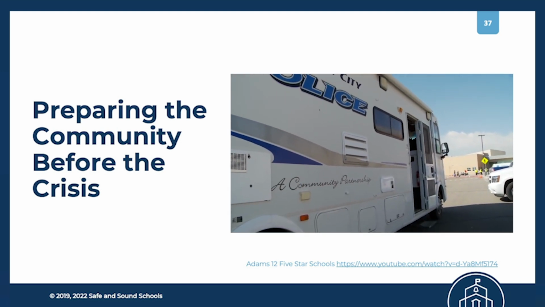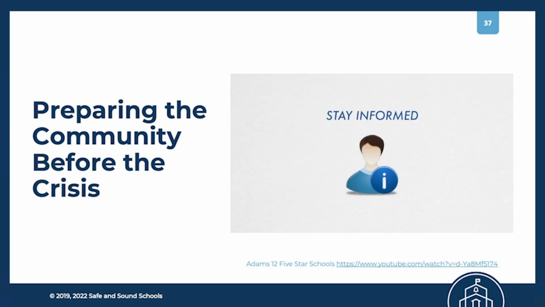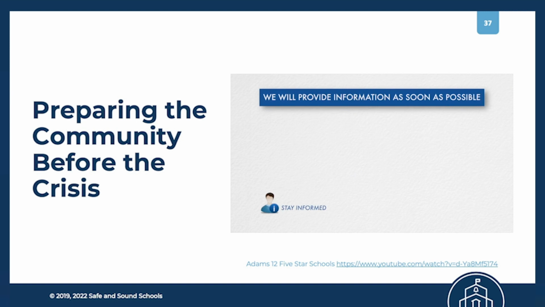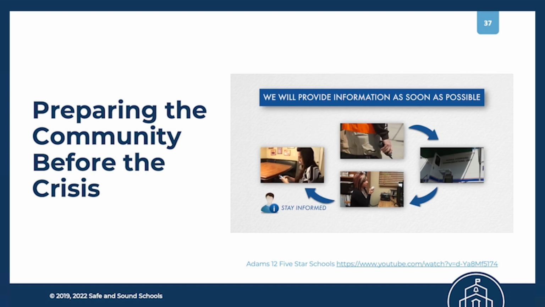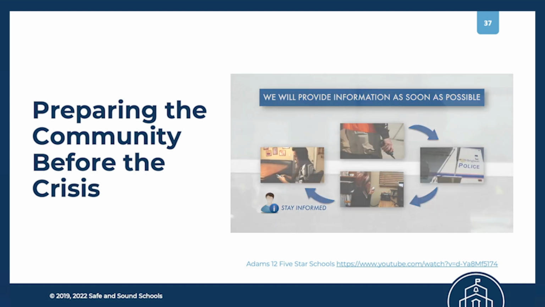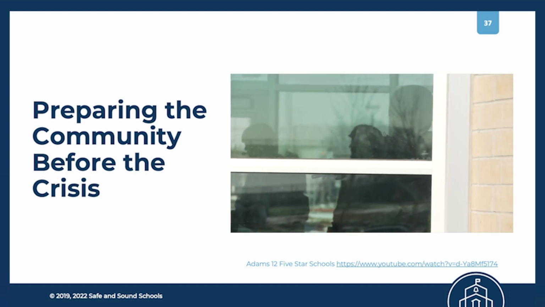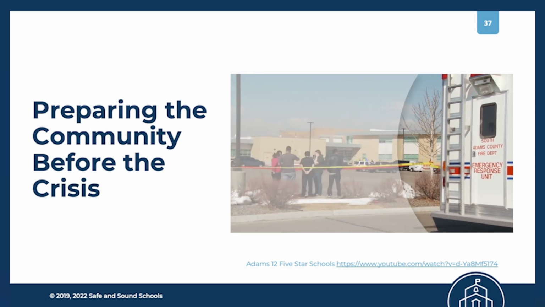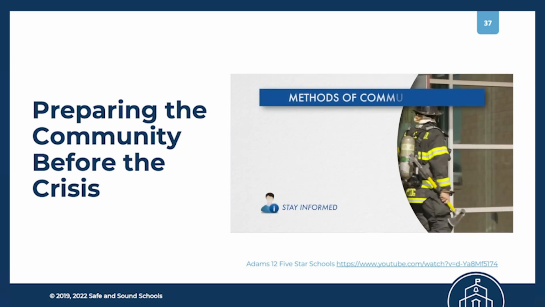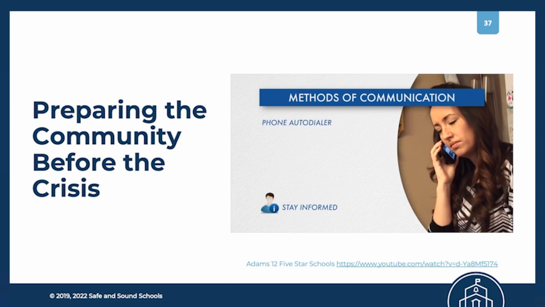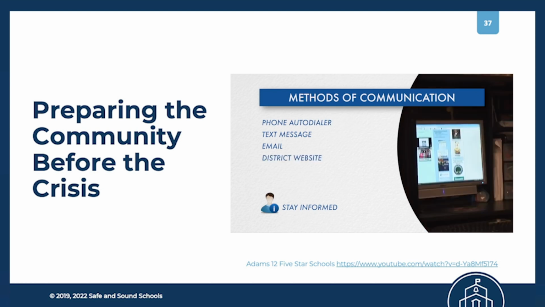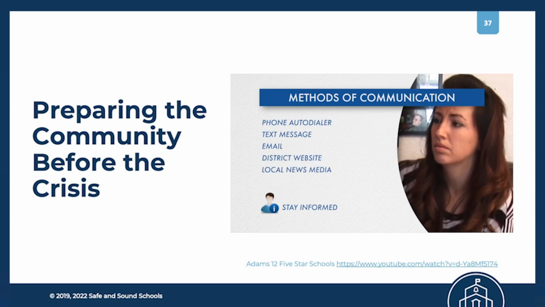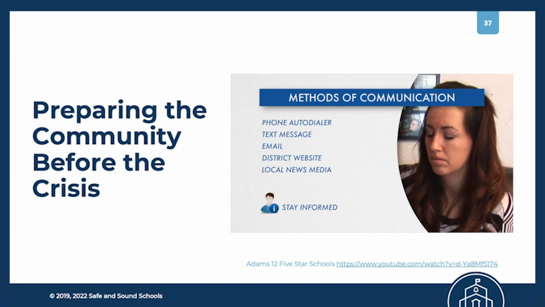In a school emergency situation, we want you to stay informed. We will provide information as soon as possible, but in some situations, accurate information takes time to verify and share. The school district will communicate throughout the emergency, and parents may be notified in a number of ways. The school may use its phone autodialer or text message system, or may contact you by email. The district website and local news media may also provide reunification information.